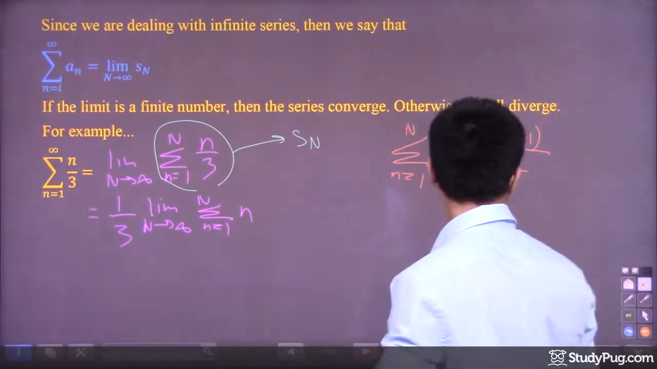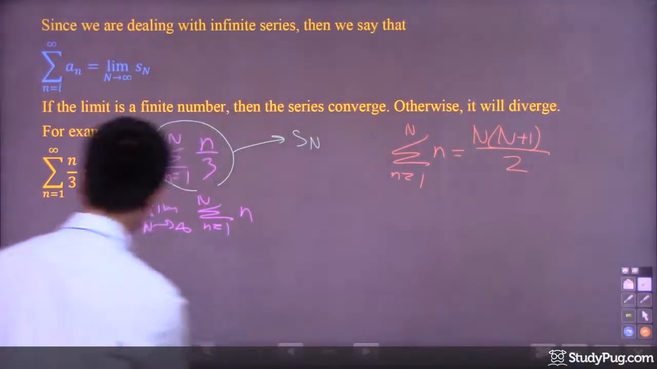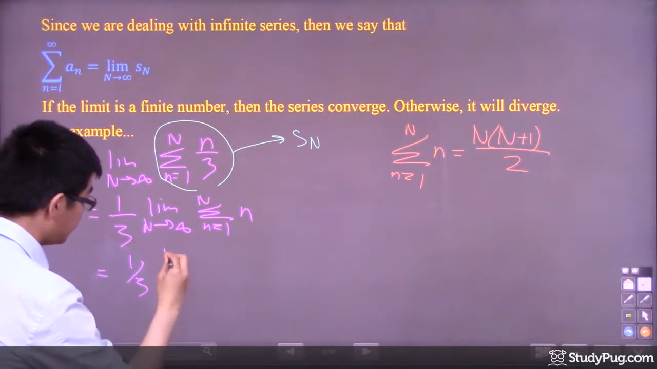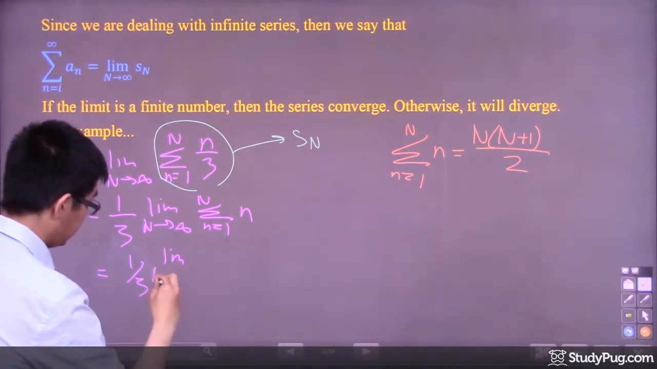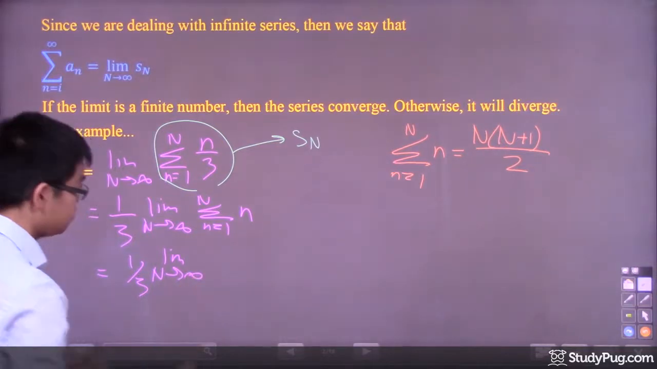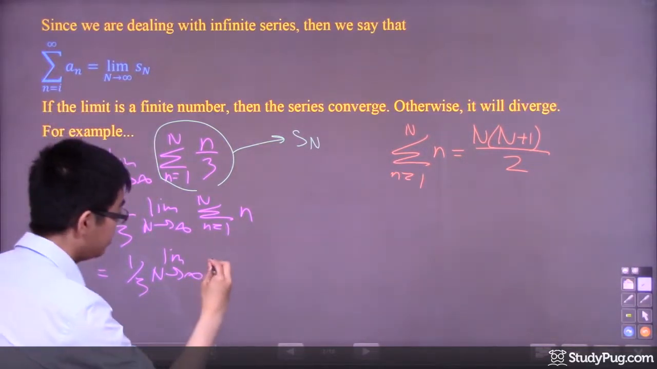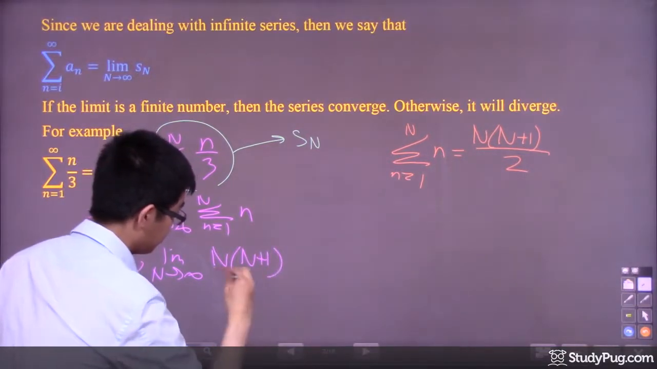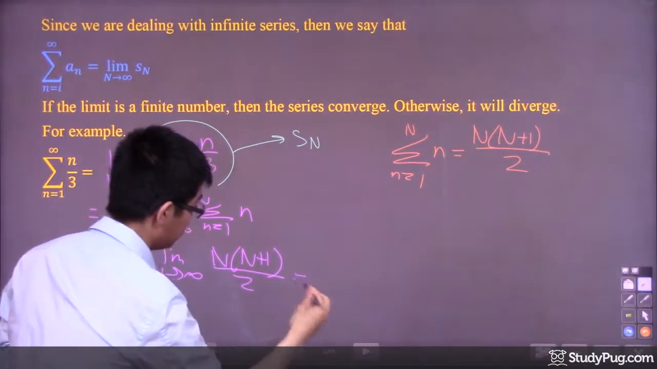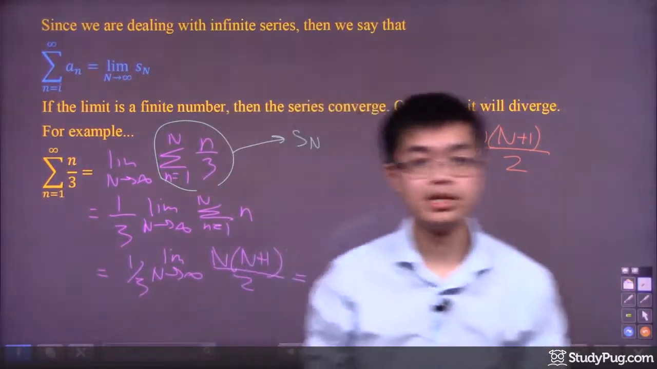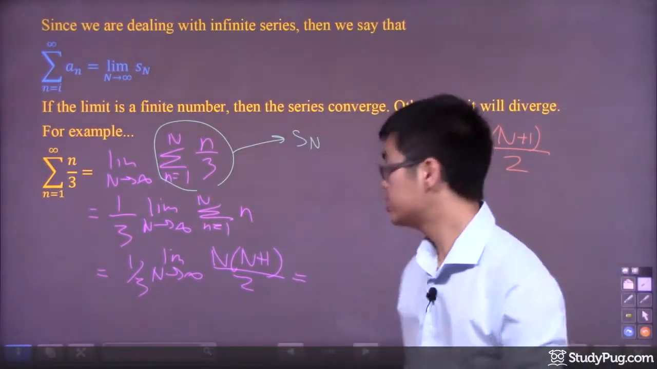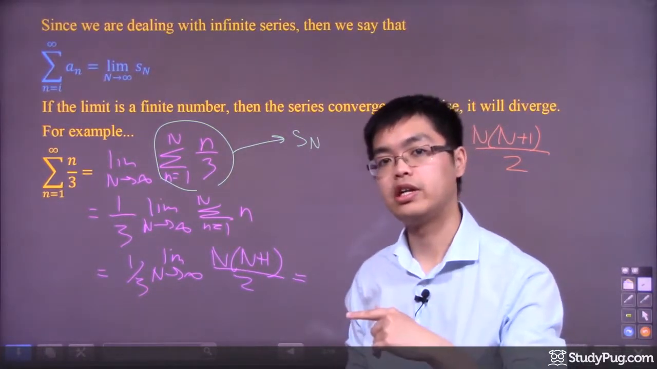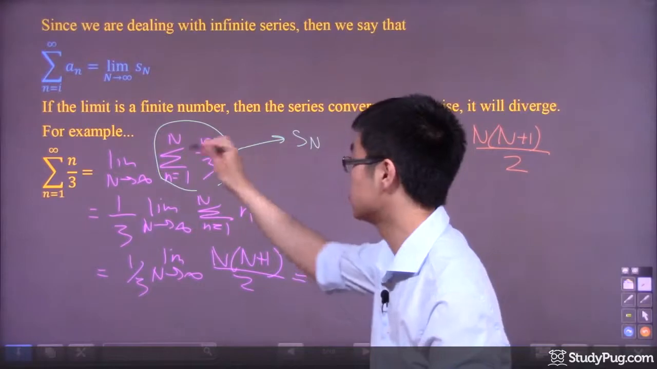If I do that, then this is equal to 1 over 3, the limit as n goes to infinity, and again, this is going to be n times n plus 1 divided by 2. And now I can evaluate the limit. It makes sense, right? The reason why it makes sense is because this is an actual value now, and I can just take the limit as n goes to infinity. I couldn't do that before because this was a series.